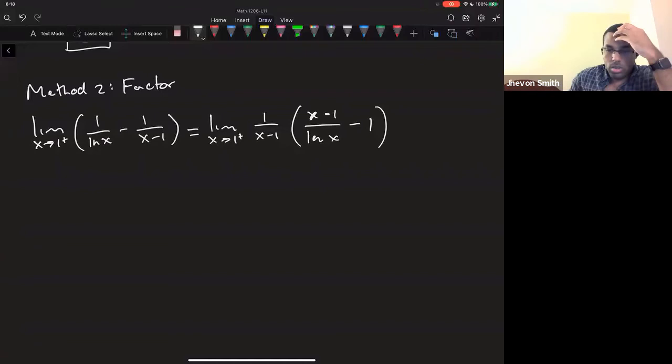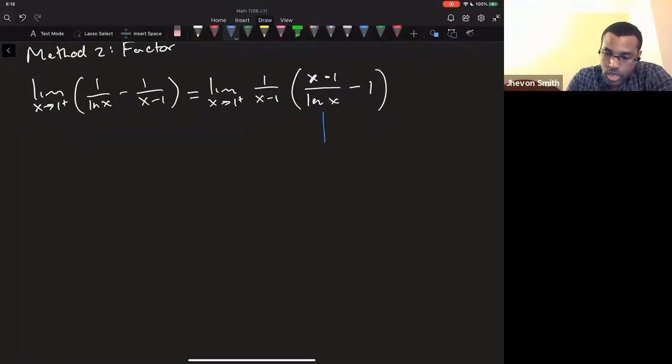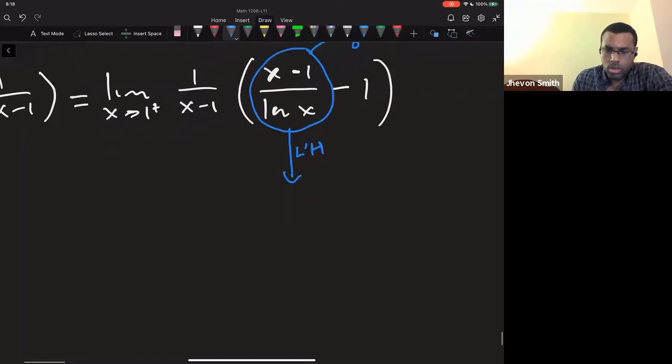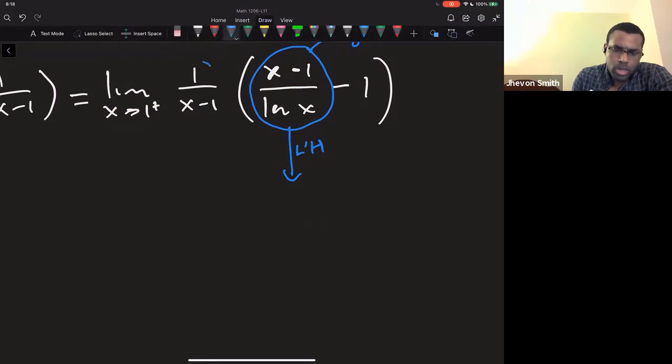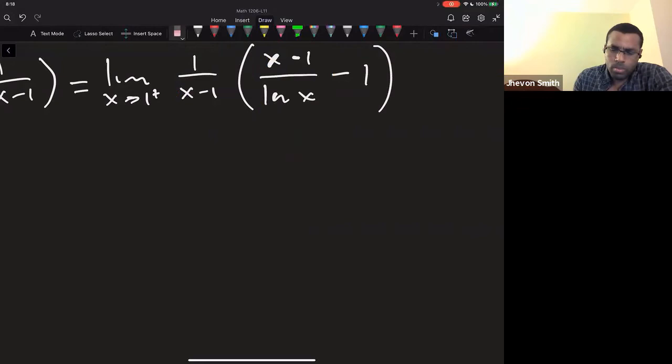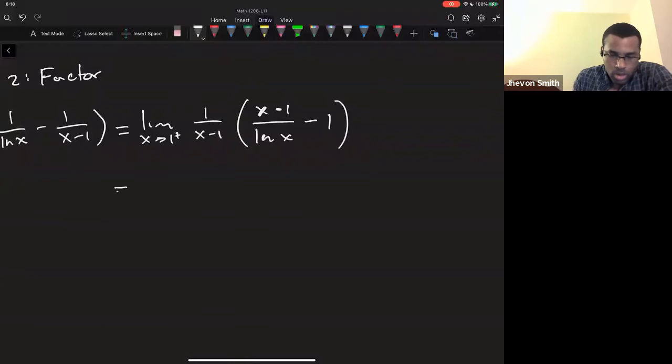So now this gives us... Well, I can apply L'Hopital's here because this part will go to 0 over 0. This part here would approach infinity. Although I could put it in the denominator. Yeah, the factoring version here is a little bit tricky.